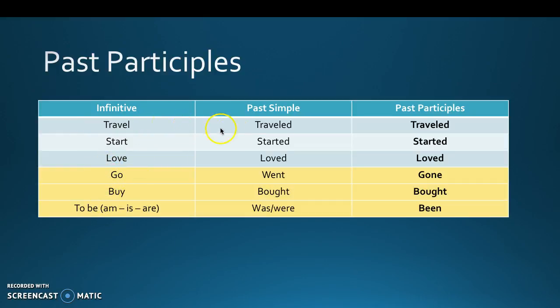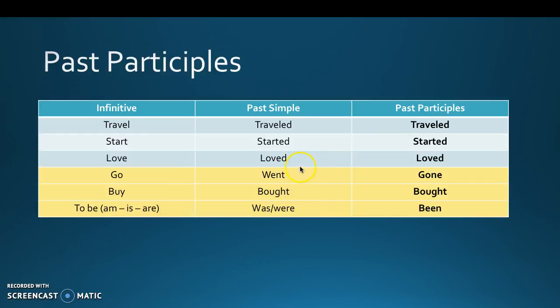With the regular verbs, there is no problem actually, because you just put ed and that's it, and it's the same in past simple and in past participles. But what happens with irregular verbs? For example, go, buy, and the verb to be, that in present is am, is, and are. In past simple, it changes. As you know, go becomes went, buy, bought, and the verb to be, was or were.